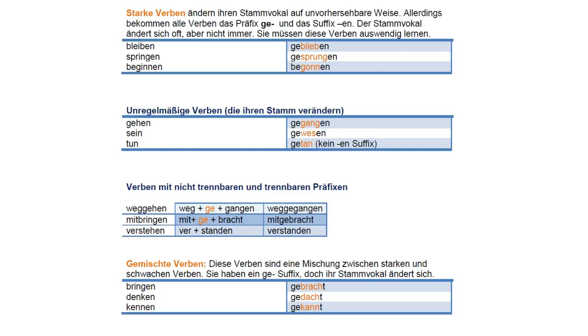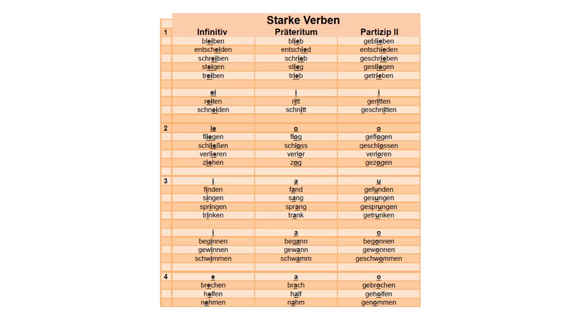Tun, getan. There are also verbs with separable and non-separable prefixes that change quite a bit. Weggehen, weggegangen, mitbringen, mitgebracht, verstehen, verstanden. And then there are mixed verbs. I would suggest that you just memorize these. Bringen, gebracht, denken, gedacht, kennen, gekannt. Strong verbs can be grouped into these beautiful groups.